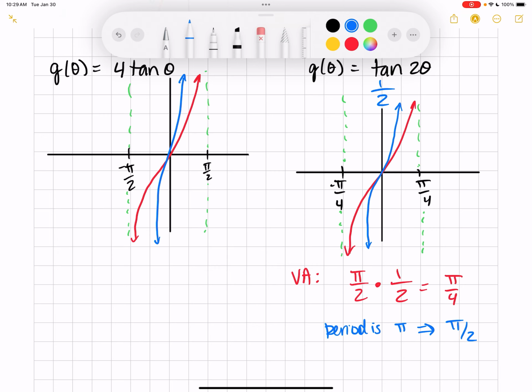So it's apparently a dilation if the number is in front of tangent, and it's a shrink if it is before theta. It appears.